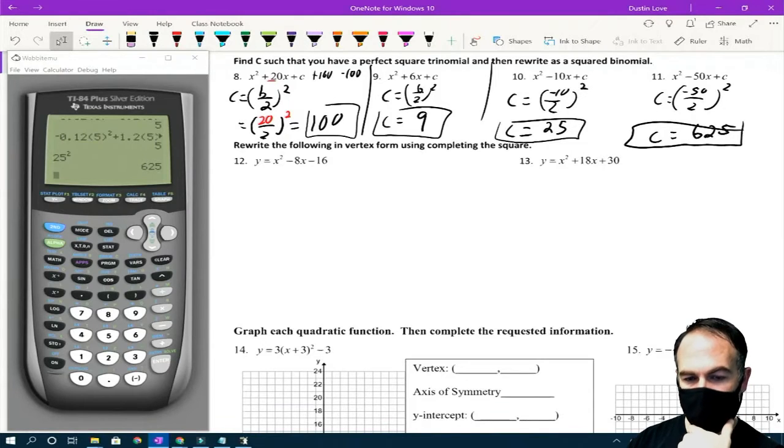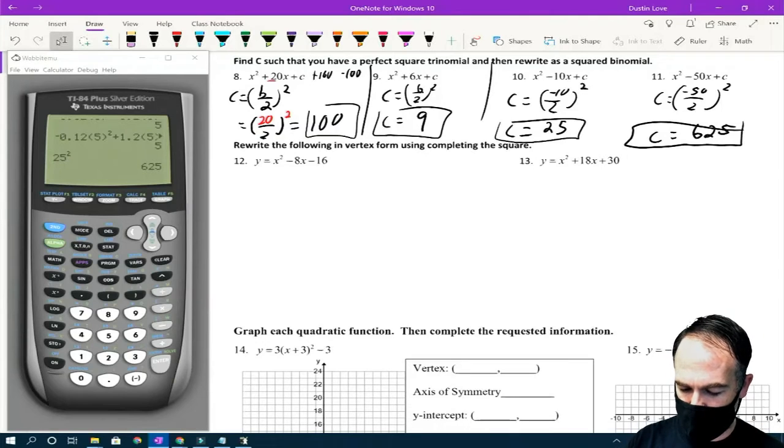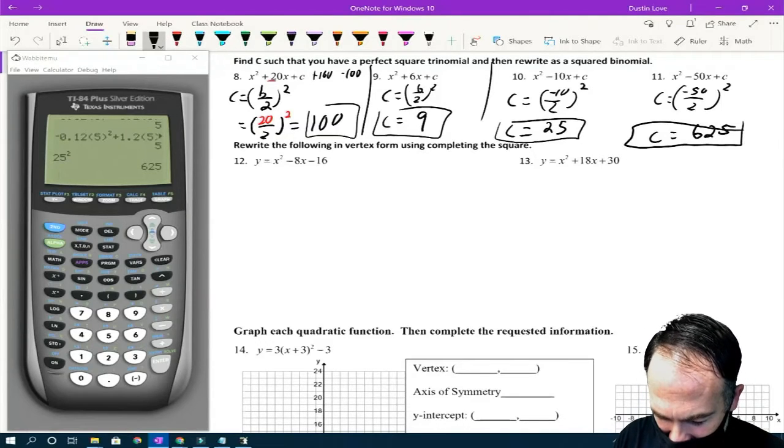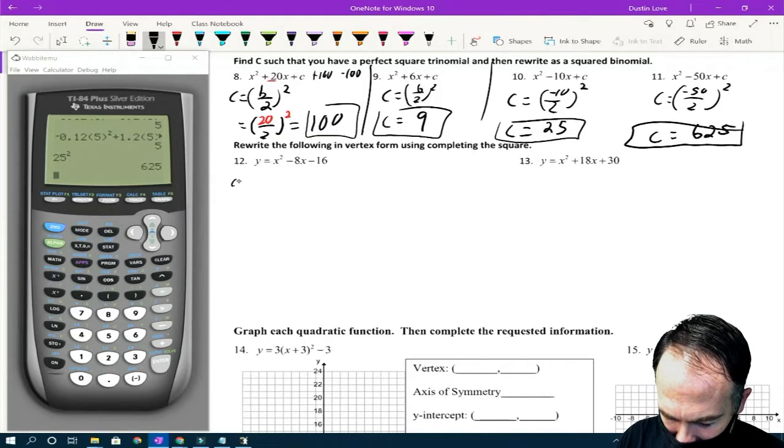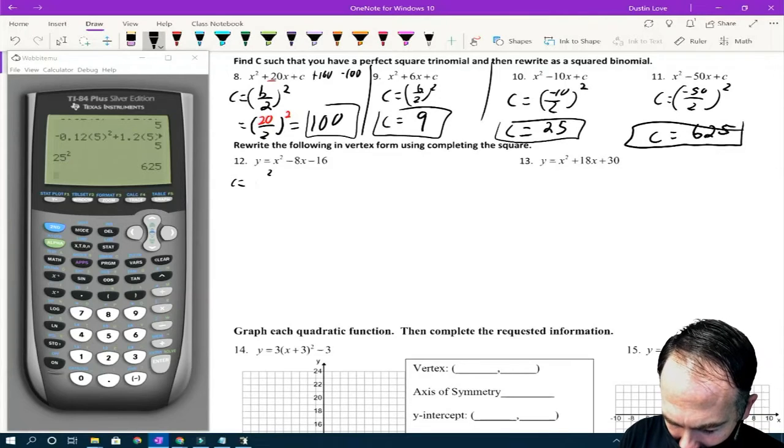All right. Now we're going to rewrite them in vertex form by completing the square. The way we do that is by finding the C value, adding it and subtracting it to the equation, and then factoring down the first portion. So we're going to first off find our C. So that's negative 8 divided by 2 squared. And you know what, to make this match the way we did the other day, I am going to put those in red. So we have negative 8 divided by 2.